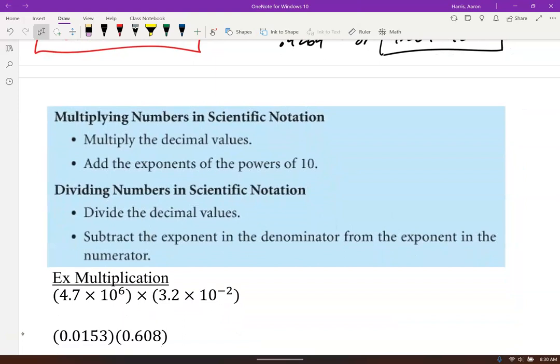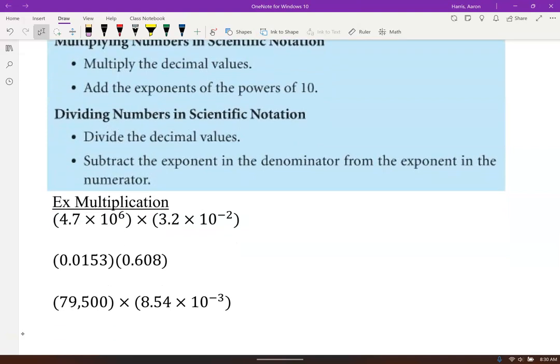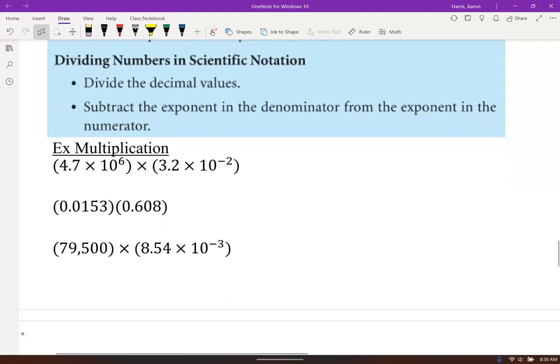So you can do the same approach when you're multiplying. I like to multiply the decimal values and then deal with the exponents, the powers of 10. I'll show you what I made, and then we'll get into dividing with scientific notation as well. But let's go ahead and do this first one here. So I'm going to go 4.7 times 3.2. I'm going to do that. And then times, notice I have 10 to the 6th and 10 to the negative 2.